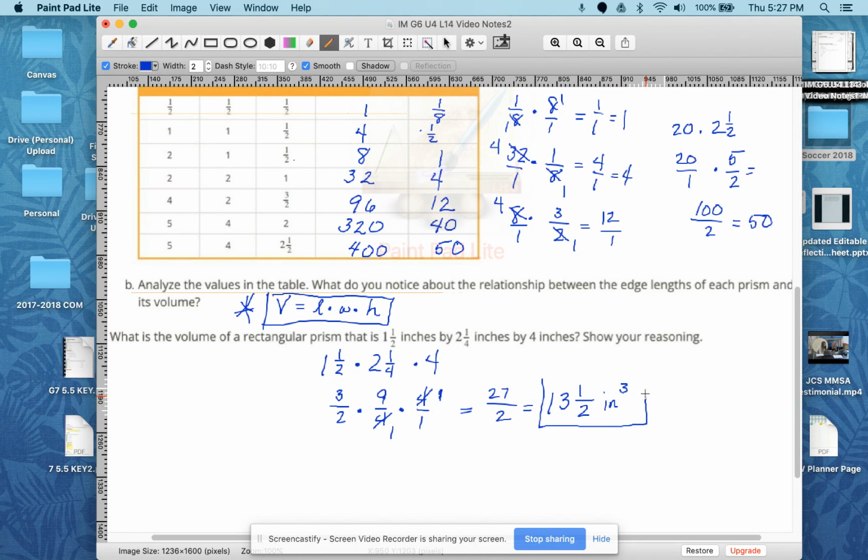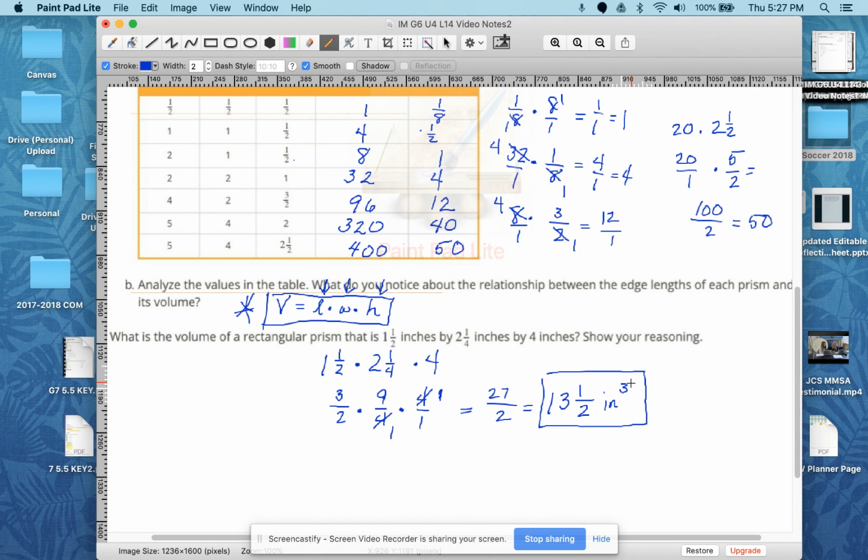Now remember, when you are finding volume, you're working in cubic inches or cubic units because you have three dimensions. You have a length, you have a width, and you have a height. In area, you only had a length and a width, so area is in squared units. In volume, because you have 3 dimensions, we are always going to show it in cubic form. And that, ladies and gentlemen, is your lesson.